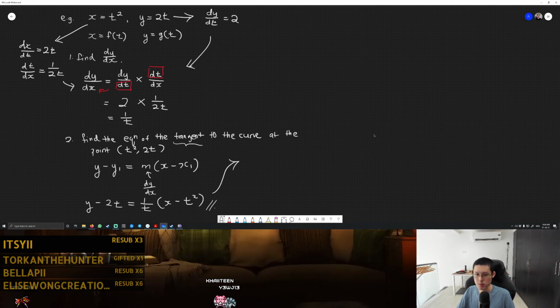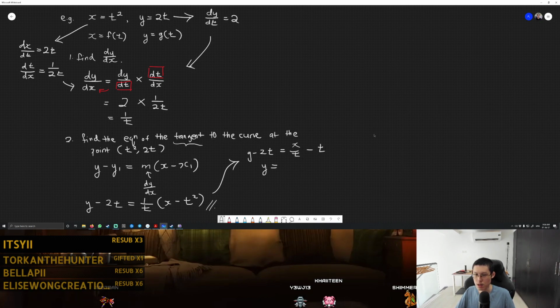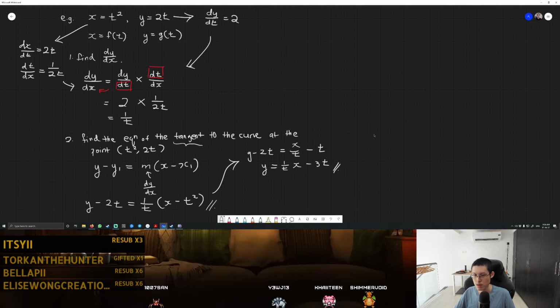You can simplify this a bit more if you want. So you get y minus 2t equals to x over t minus t. Move that over here, you get 1 over t times x and then minus 3t. There we go. And then part 3.